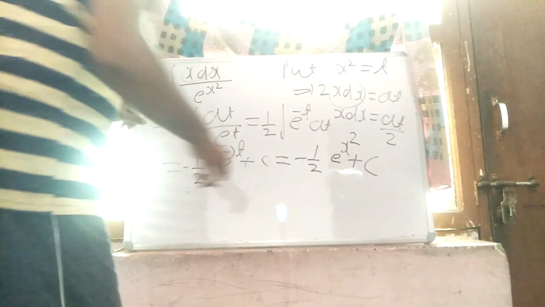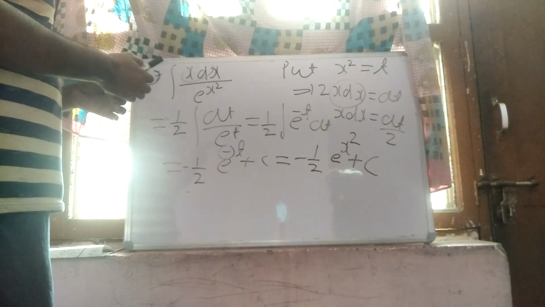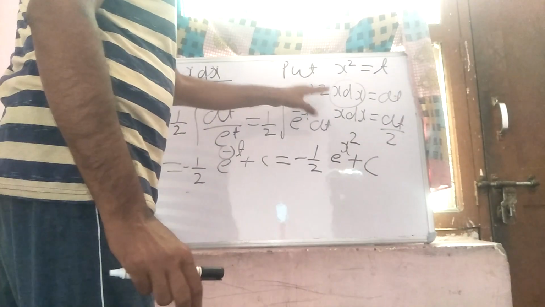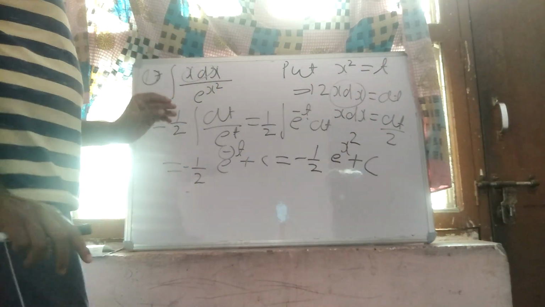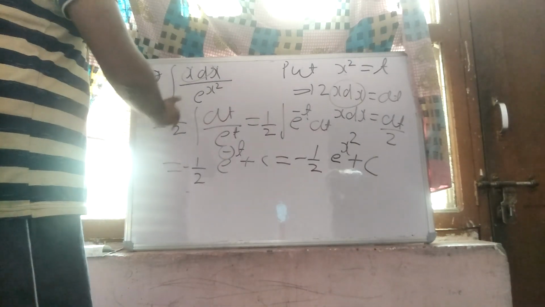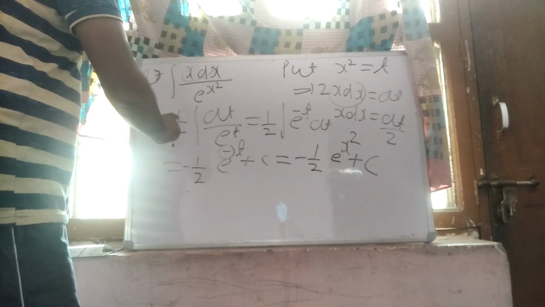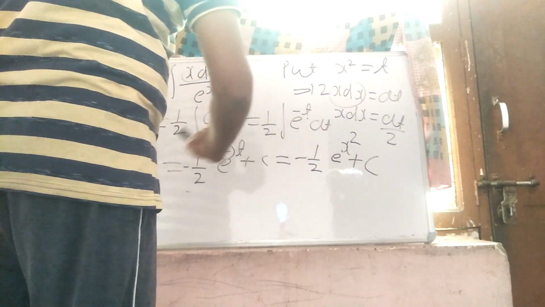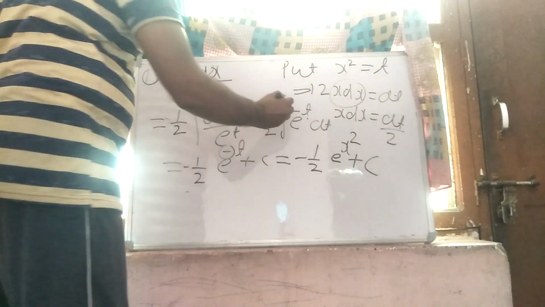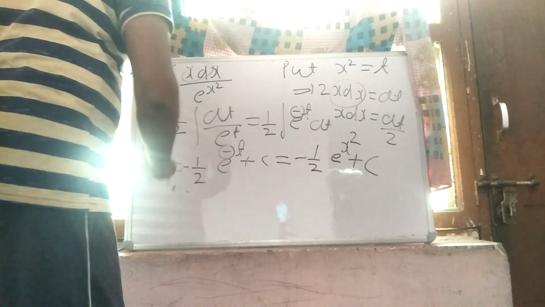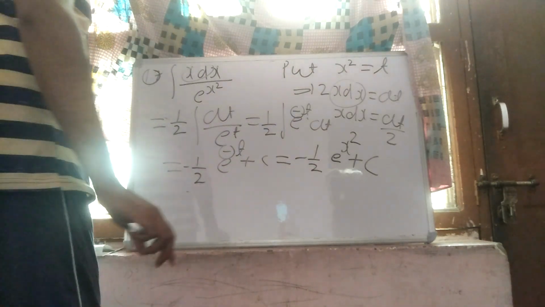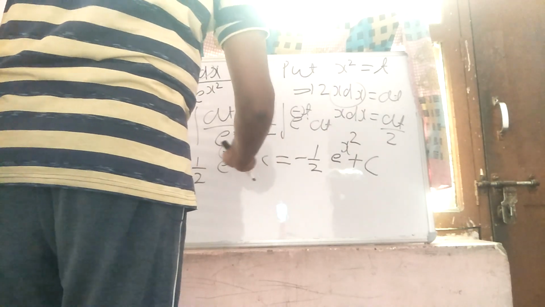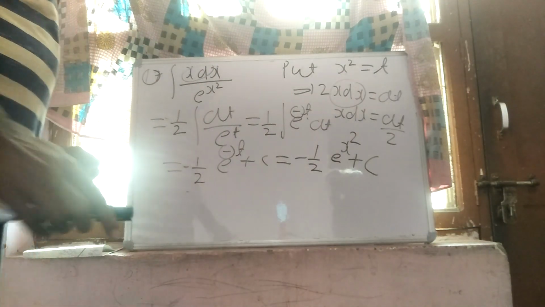To explain x dx upon e to the power x square again: put x square equal to t. So 2x dx equals dt, and x dx equals dt upon 2. Then we put dt upon 2 here, 1 upon 2, and e to the power minus t. This is standard form, giving minus 1. We write minus half e to the power minus t plus c, and lastly put x square in place of t. That is how we explain that question.